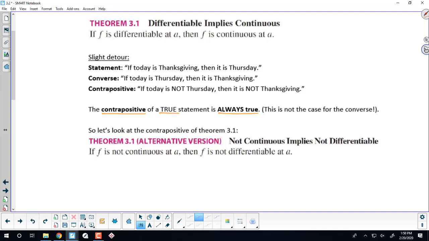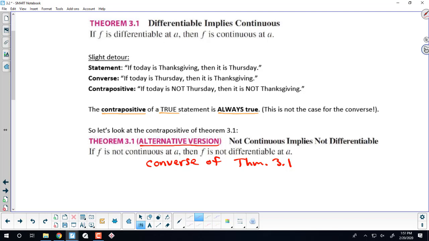So the alternative version, just the converse of Theorem 3.1. I'm going to expect you to remember the logical stuff, but I think if you go on in math, it's really helpful, especially when you have an if-then statement, to flip it around and negate it. You can get an equivalent statement.